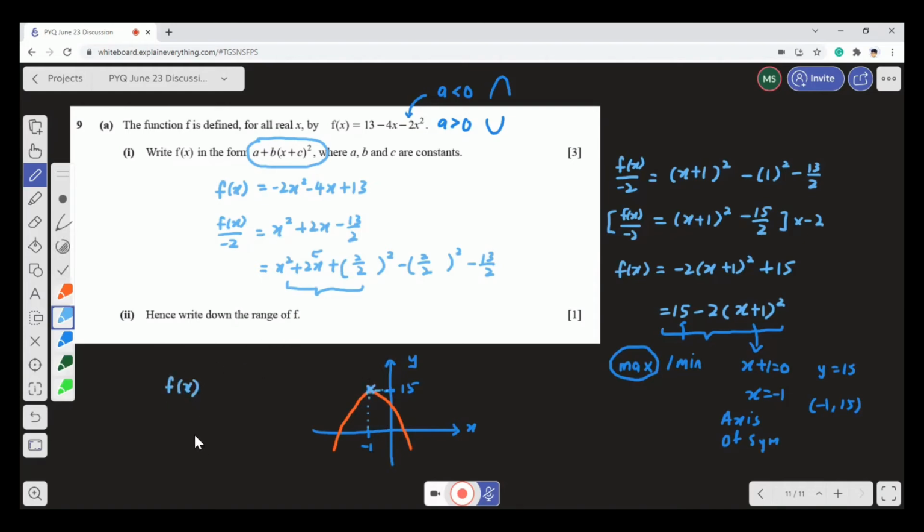Grace, what do you think? What is the range? F smaller and equal than 15. Yes, smaller than or equal to 15, because the graph will be only at the bottom of 15. There will be no graph at the top. There will be no graph above 15. So that's the range.